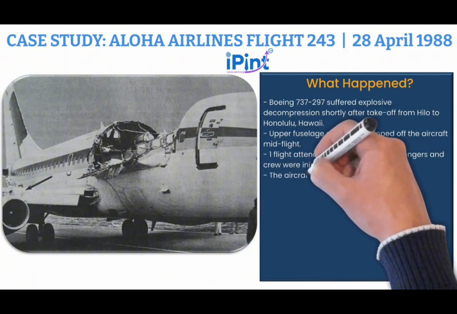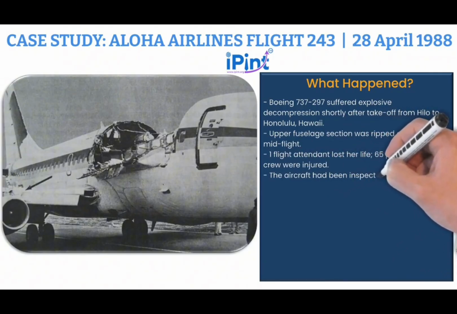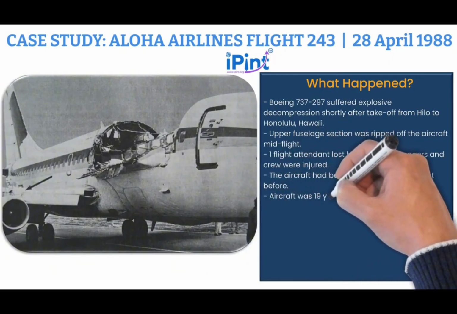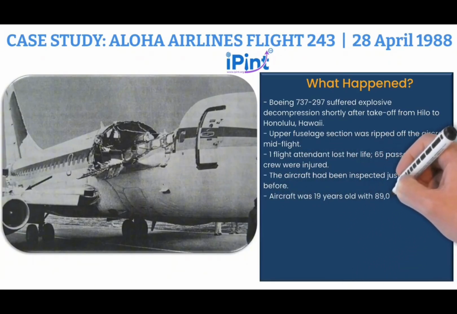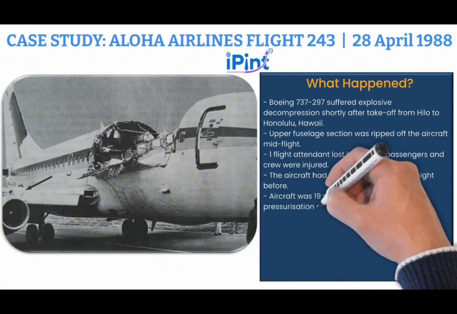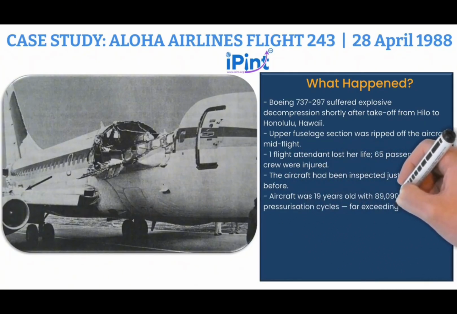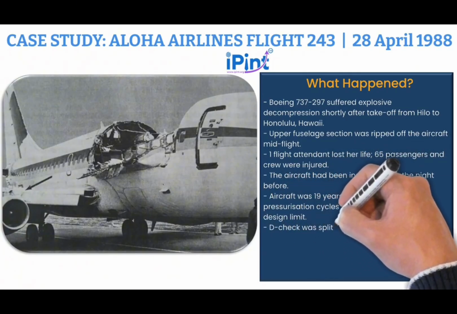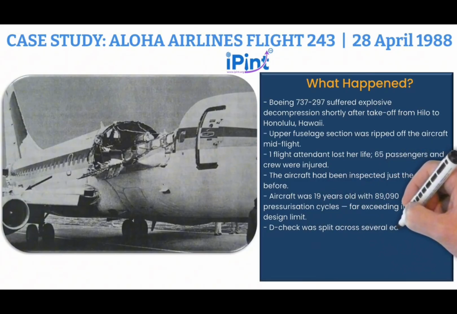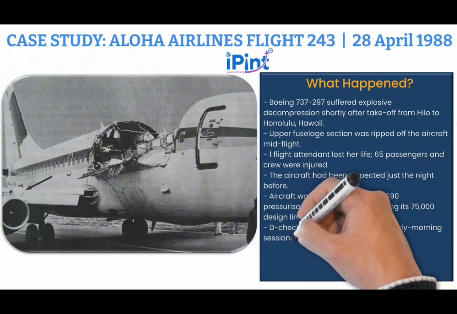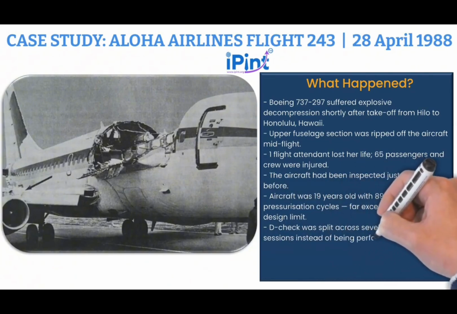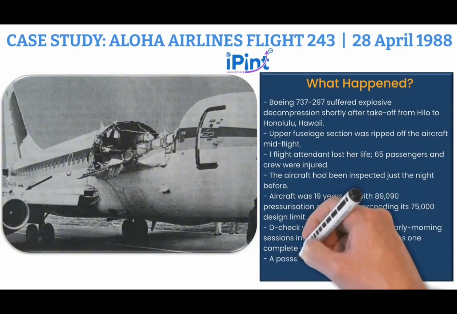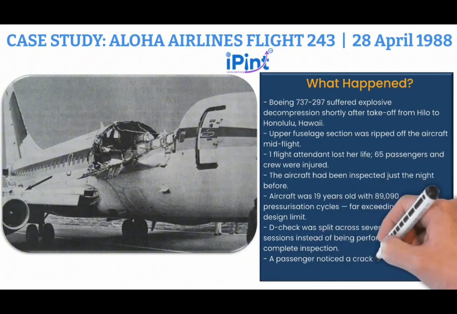The NTSB investigation found that the aircraft was 19 years old and had completed 89,090 pressurization cycles, well beyond its 75,000 cycle design limit. The D-check had been carried out in piecemeal early morning sessions rather than as a complete, uninterrupted inspection check. An epoxy adhesive had failed, allowing moisture to corrode fuselage rivets. And, perhaps most disturbingly, a passenger noticed a crack in the fuselage before boarding. They said nothing.